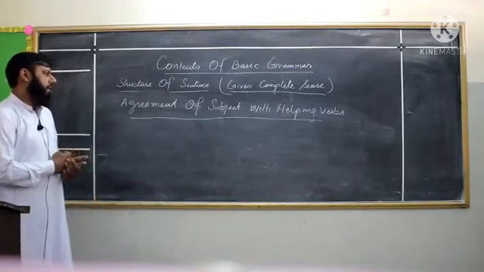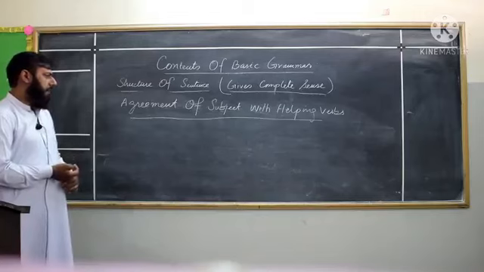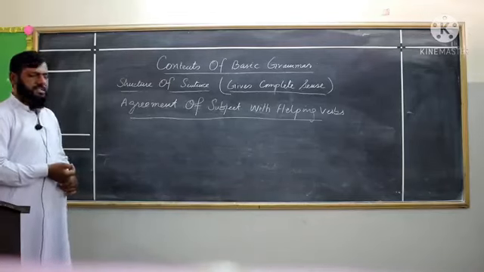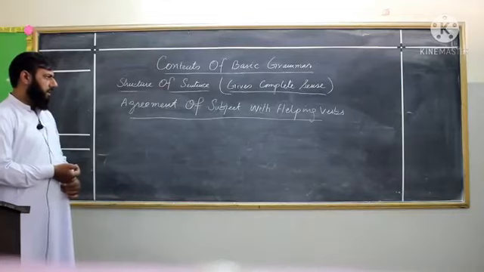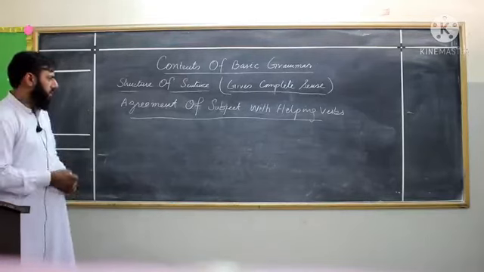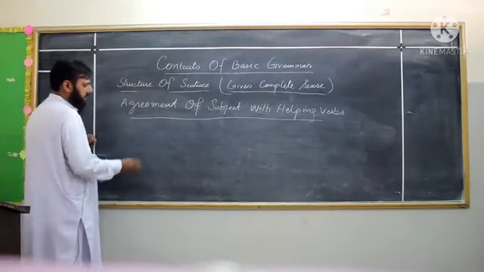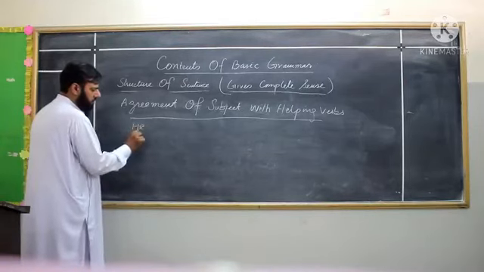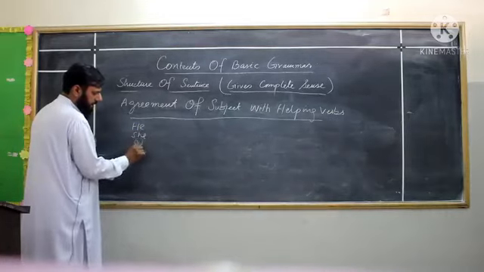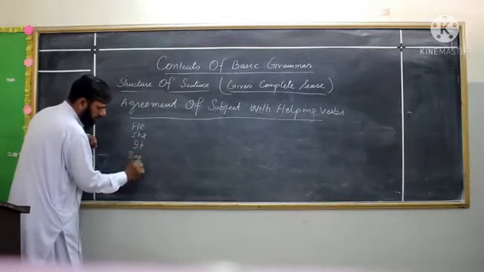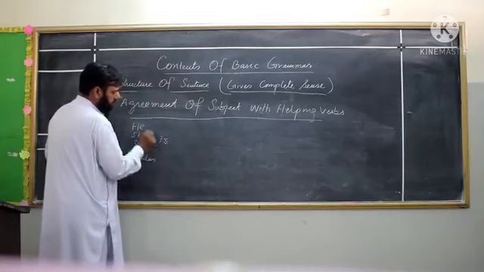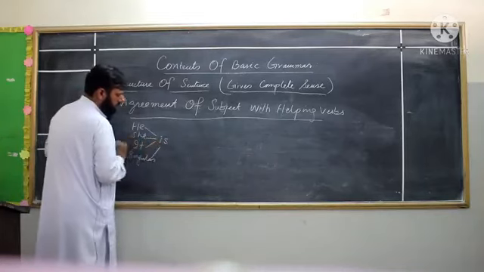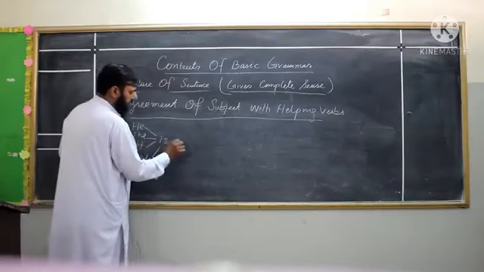Now we are going to understand the concept of agreement of subject with the helping verb. It is a very specific area, so most students make certain blunders or mistakes with such expressions. As far as these are concerned, with he, she, it, and any singular subject, we use is. You can see here. We can also use has.